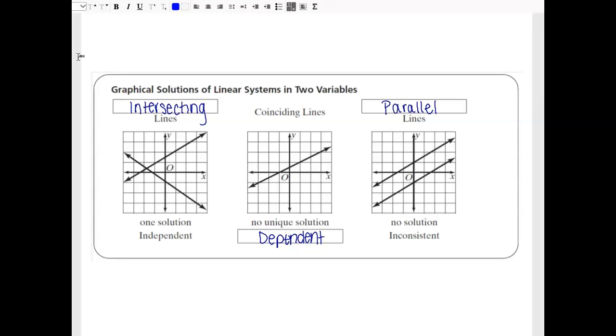So graphically, like I said, we have 3 different types of systems, and each one has their own set of terms that go with them. So intersecting lines have one solution, and they are considered an independent system. Coinciding lines have no unique solution. They are a dependent system. And then parallel lines have no solution, and they are considered inconsistent.